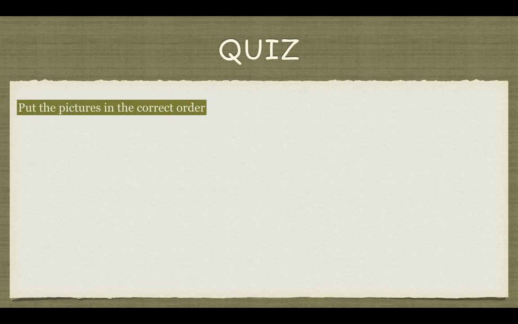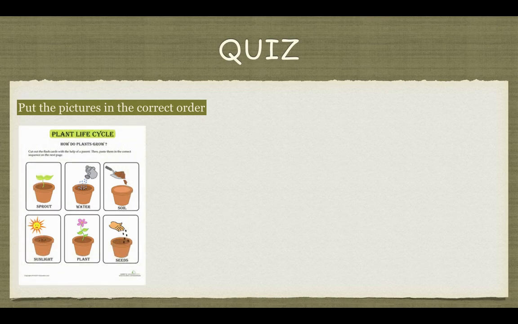Continuation of the quiz. Put the pictures in the correct order. So you have 6 pictures here. To put the pictures in the correct order, all you need to do is write the word that would go first. For instance, if you think plant goes first, you write the word plant. And if you think seeds go second, you write the word seed. You don't have to draw the plant. You can just write down the word.